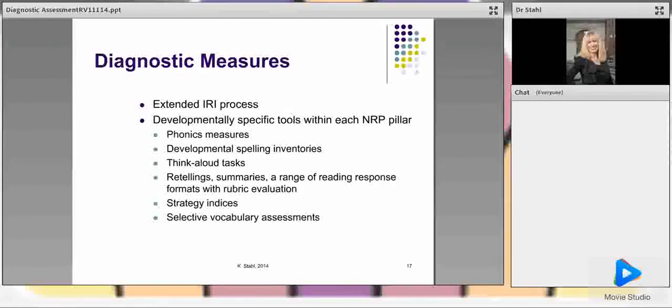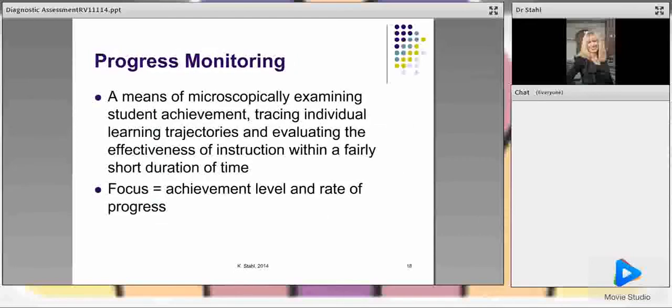And we want to do diagnostic measures. We don't want to forget about our National Reading Panel pillars. We want to use our diagnostic measures within each of the pillars, or we would also use what I'm going to talk about a little later, which is a cognitive model that will also give us a model of determining when and where we use each of these measures for phonics, fluency, and comprehension and vocabulary.